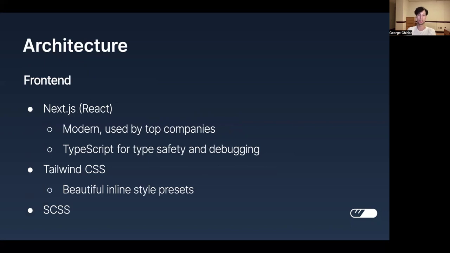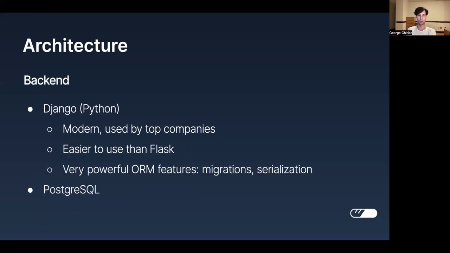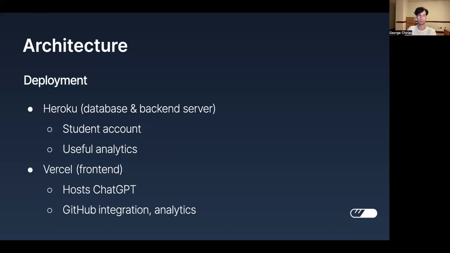In terms of architecture, I'm using Next.js for the front end and Tailwind CSS for styling, and also SCSS for style sheets. And then for the backend, I'm using Django in Python and PostgreSQL for the database. I'm using Django because it is modern, used by top companies. It's easier to use than Flask, and also it has very powerful object relationship management features, such as migrations, which lets me sync my app with the database at any time, and also serialization, so that I can pass database data into nice Python dictionaries that then can be passed as JSONs to the front end and back. For the deployment, I use Heroku for the backend and Vercel for the front end.